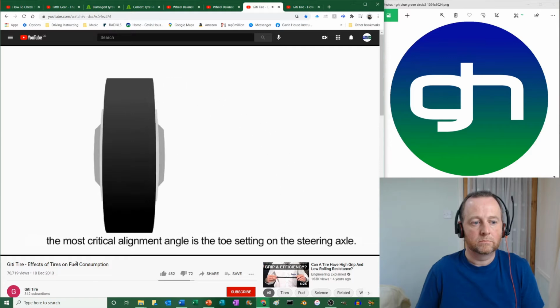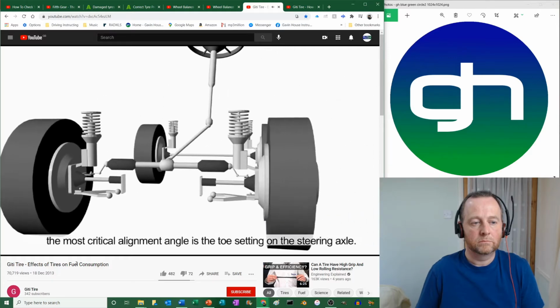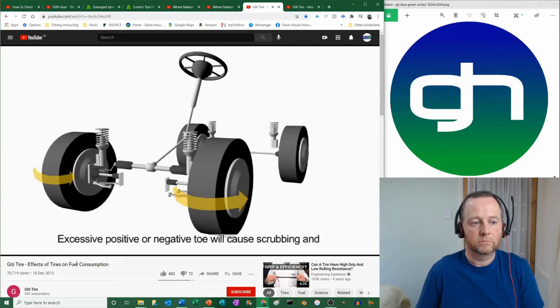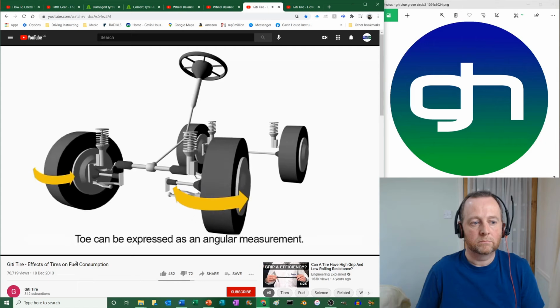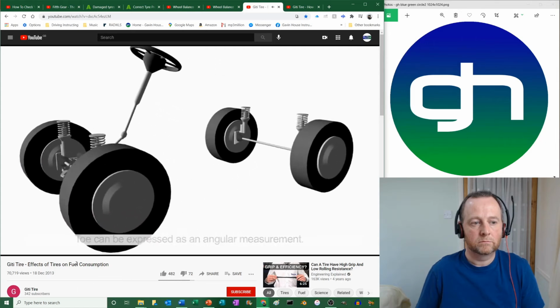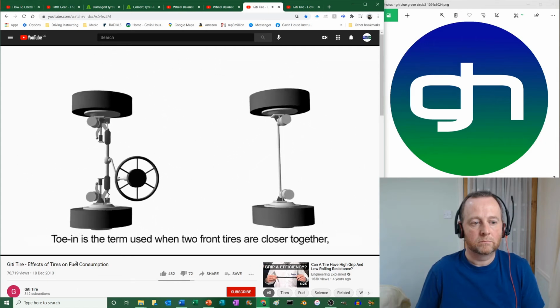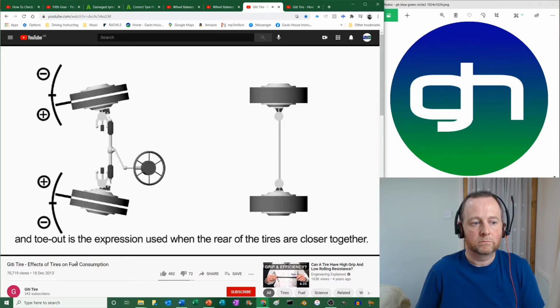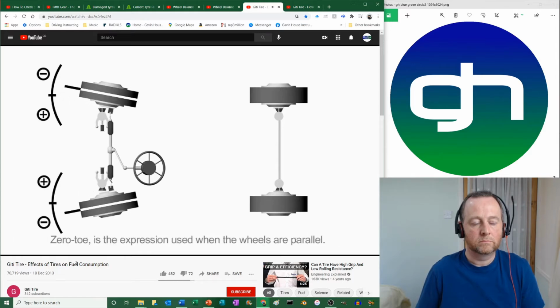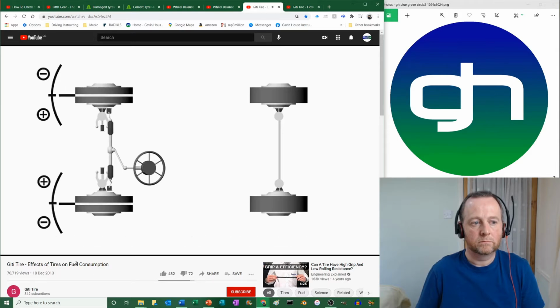The most critical alignment angle is the toe setting on the steering axle. Excessive positive or negative toe will cause scrubbing and shoulder wear to the tire and increased fuel consumption. Toe can be expressed as an angular measurement. Toe in is the term used when the leading edge of the 2 front tires is closer together, and toe out is the expression used when the trailing edge of the 2 front tires are closer together. Zero toe is the expression used when the wheels are parallel.